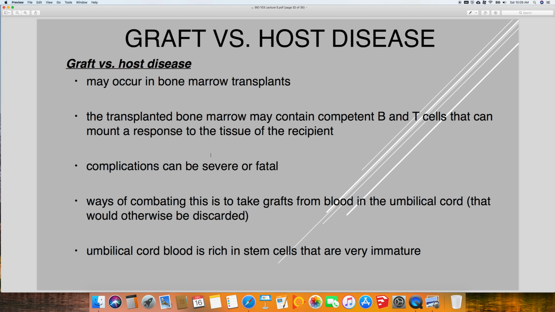So graft versus host disease, like I told you in class, the first thing you should think when you hear graft versus host disease is bone marrow transplants. Because what happens here is somebody receives a bone marrow transplant from another person, and that bone marrow has competent B and T cells, B and T cells that are able to fight. So you're taking somebody else's B and T cells, putting them into your body, and of course those B and T cells are going to recognize every single one of your tissues as foreign, so they can just go haywire. And the problem here is the complications can be fatal. All right. We talked about ways to get around this, but the big takeaway: bone marrow transplants, competent B and T cells, they fight the person that's receiving the transplant.